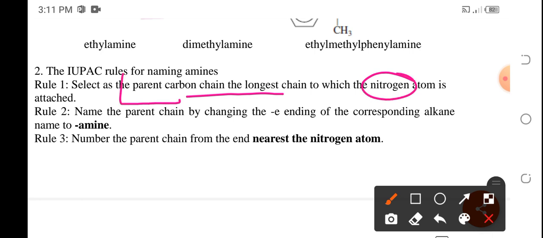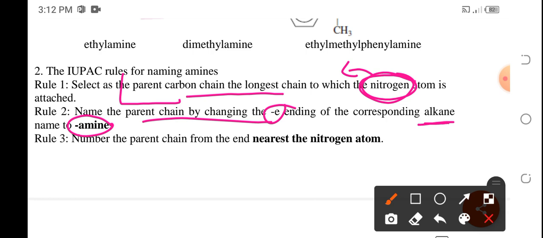So always bear in mind, look for the nitrogen, to what carbon it is attached, and that carbon atom should be included in the parent chain. And then look for the longest chain. Now, name the parent chain by removing the E ending from its alkane name and add the amine.